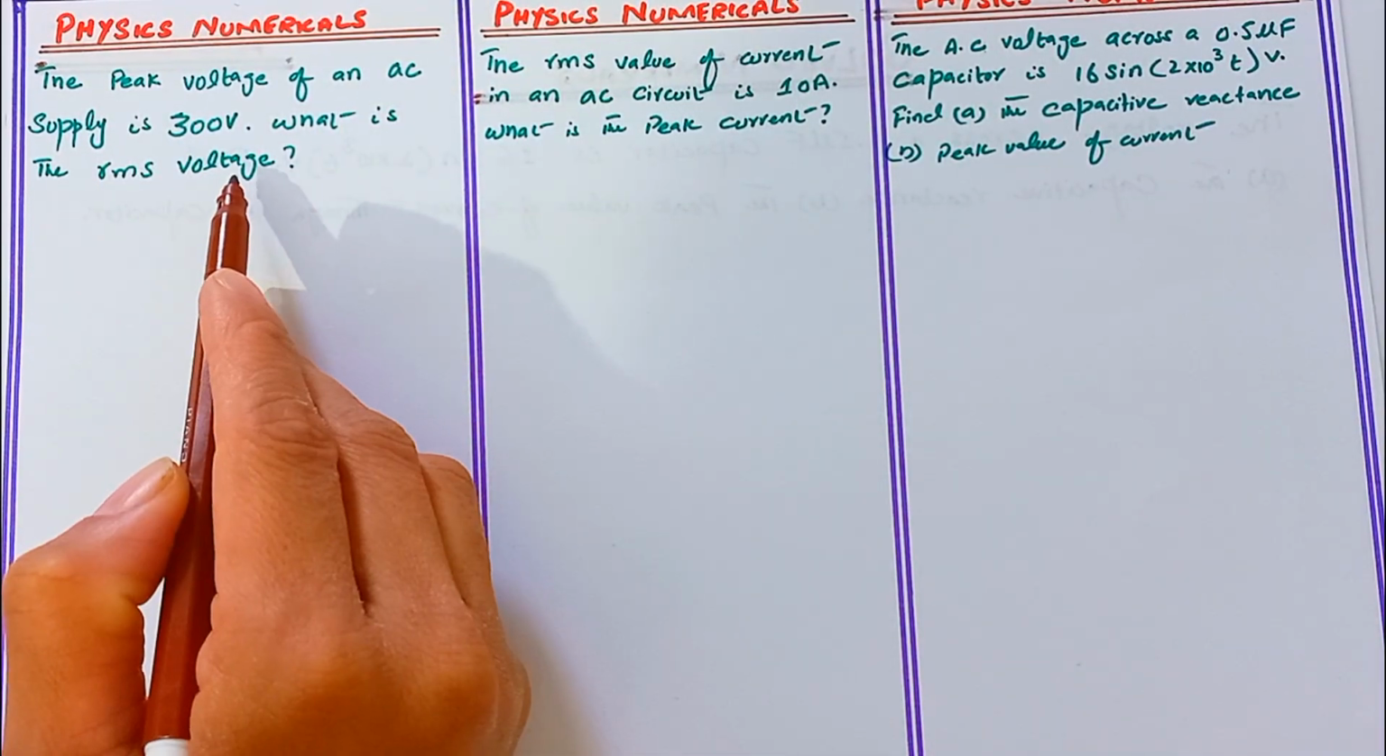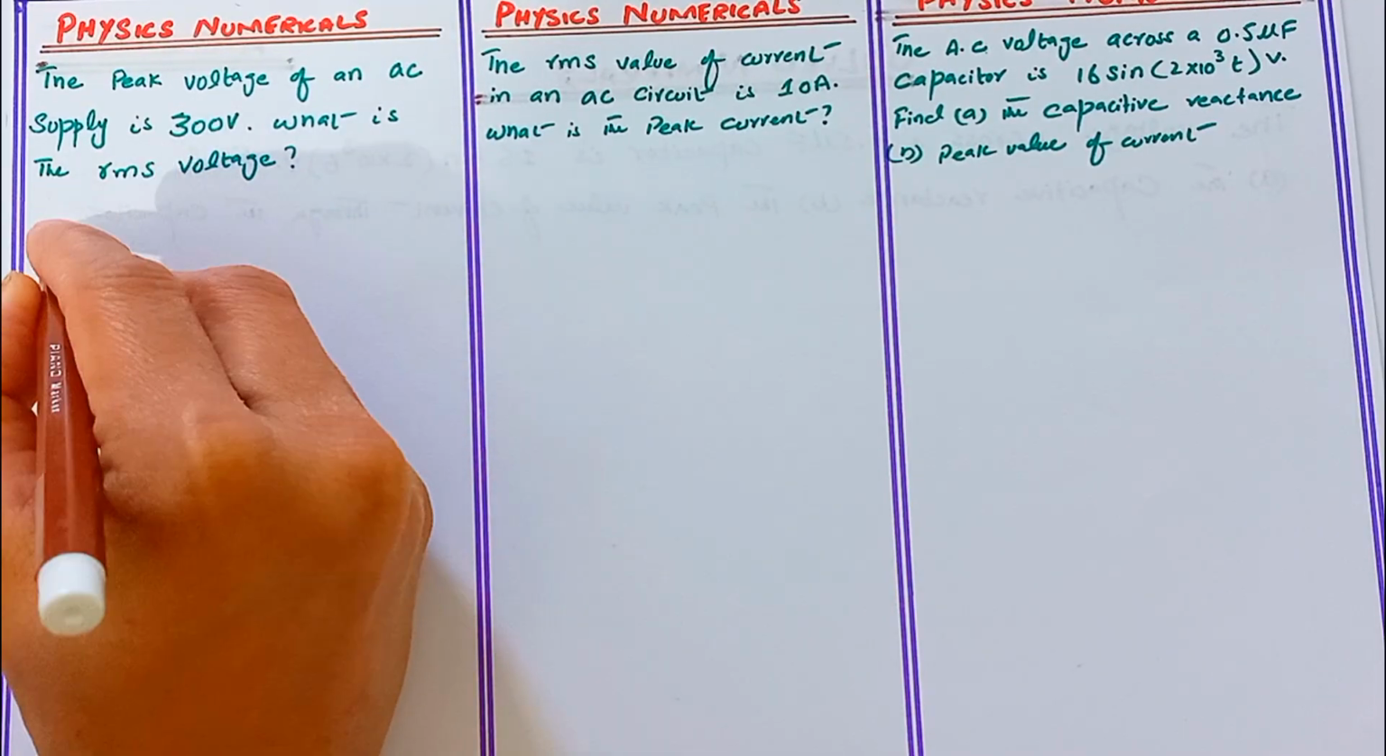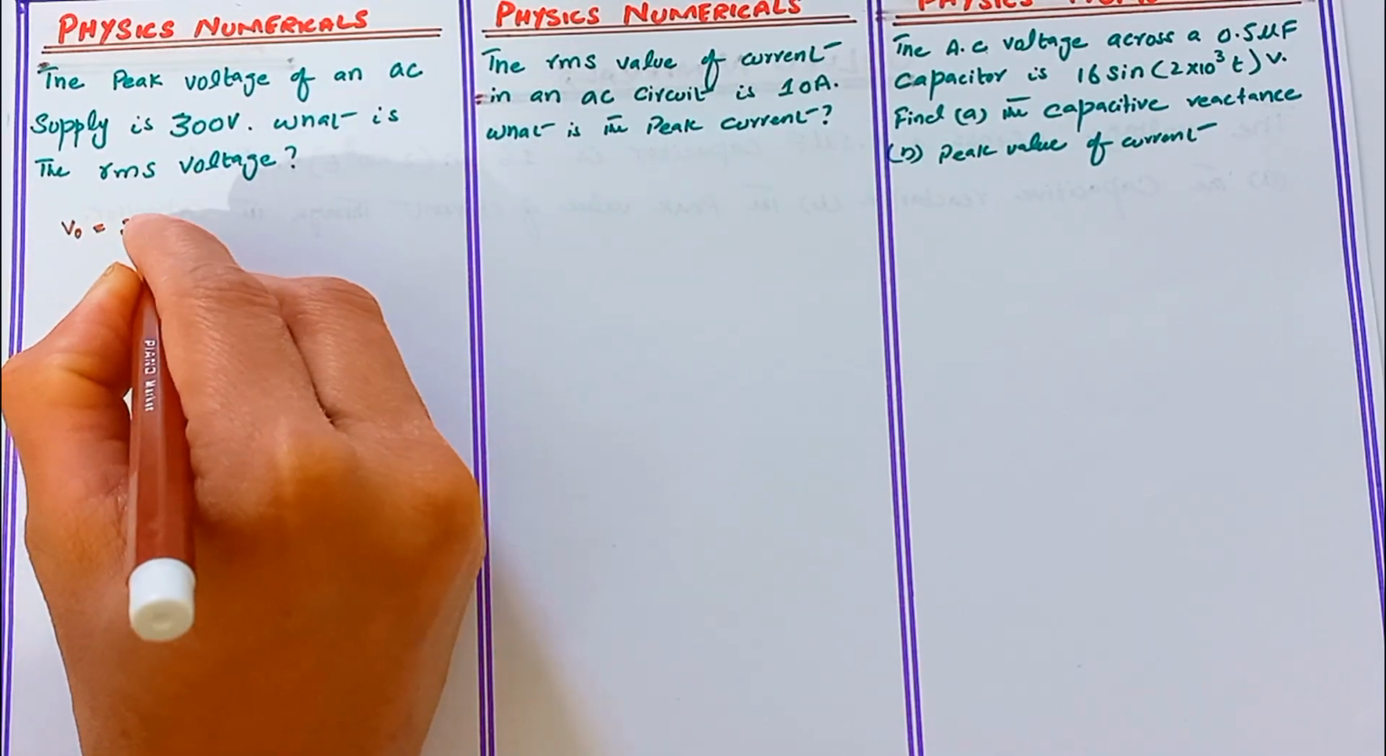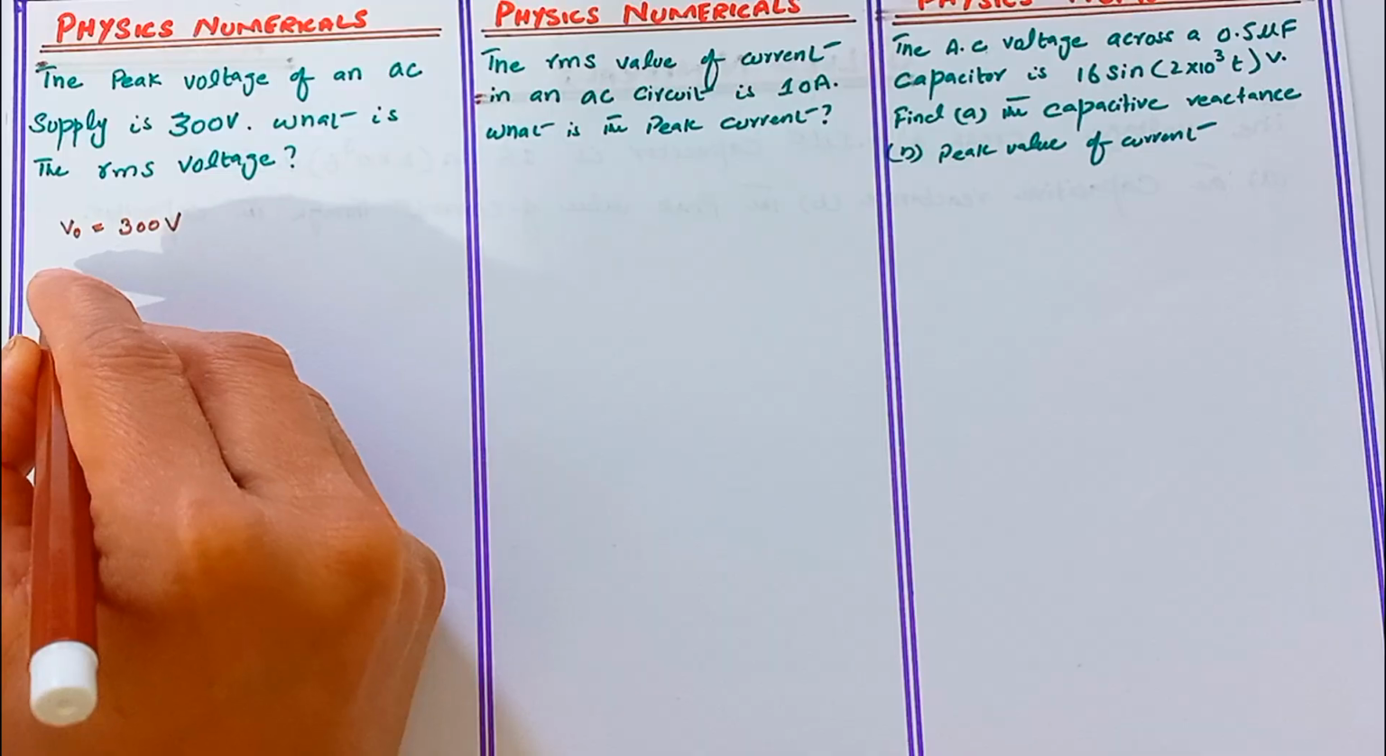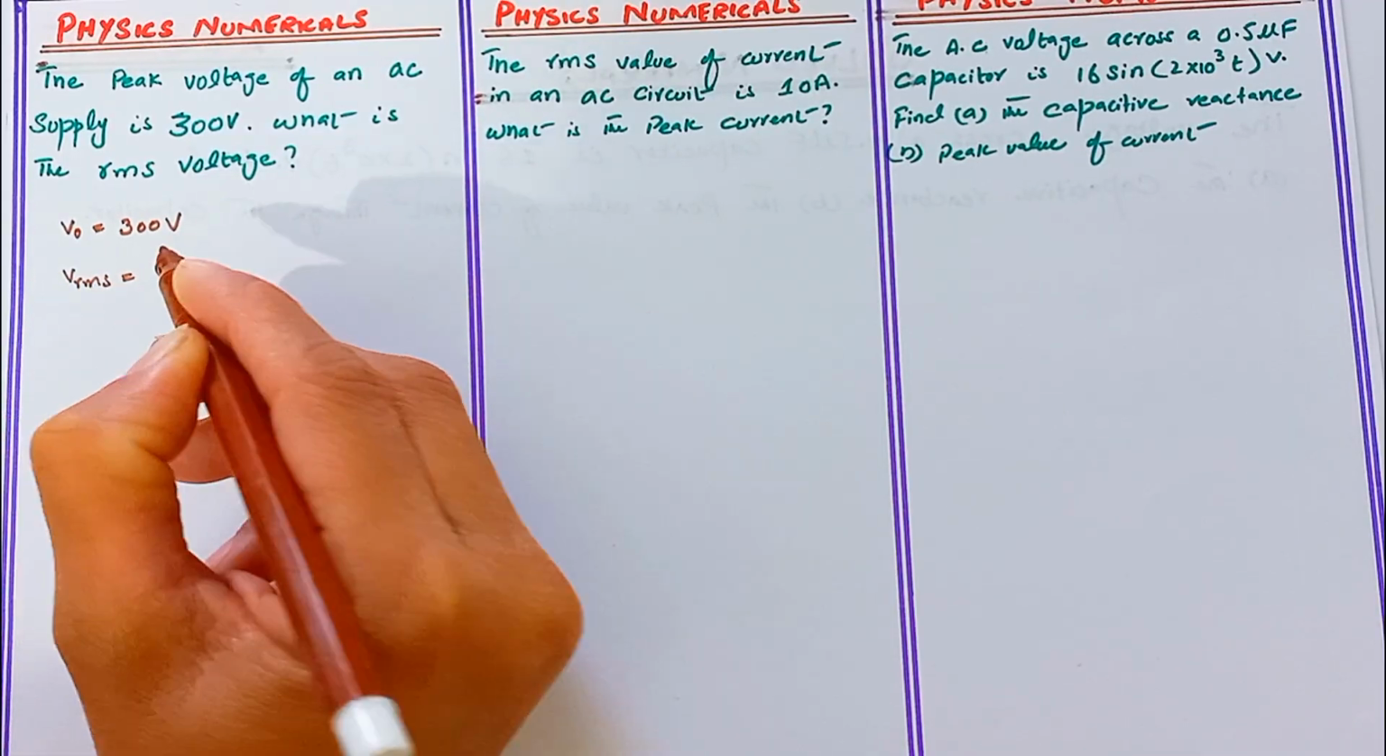What is the root mean square voltage? Here the peak voltage is given. So the peak voltage is denoted by 300 volt. What is the root mean square voltage? We find the root mean square voltage.